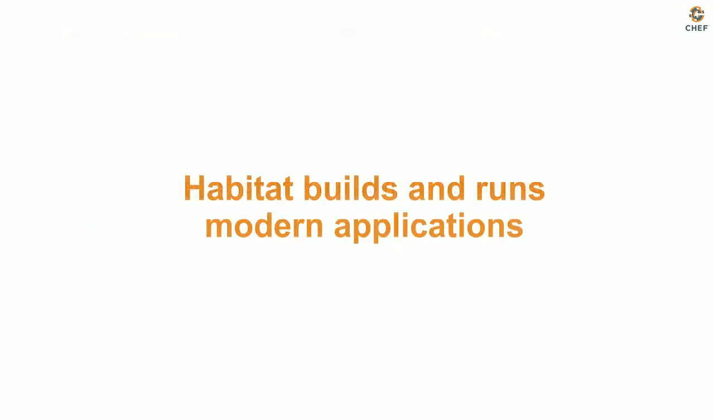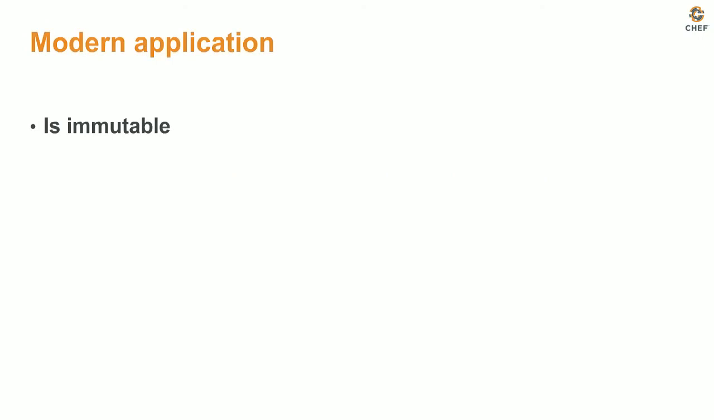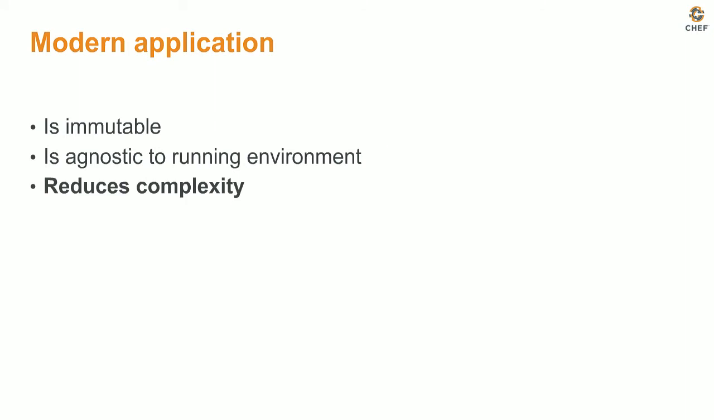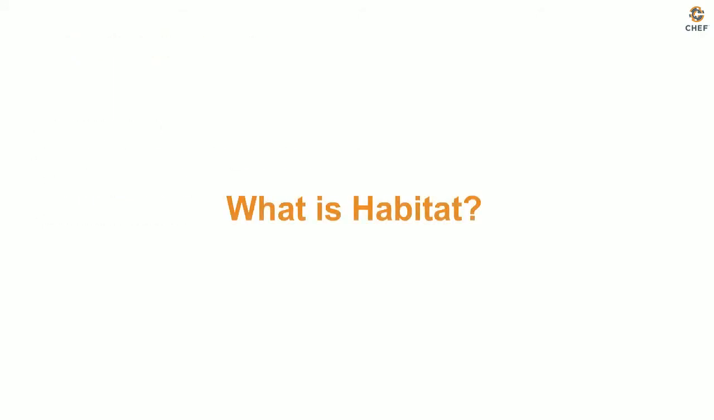Now, Habitat seeks to alleviate this pain by building what we call modern applications. And what I mean by a modern application is an application that is immutable, that is agnostic to running environments, that reduces complexity when you automate it rather than increasing complexity, and that enables scaling both up and down. So that's briefly the why of Habitat.